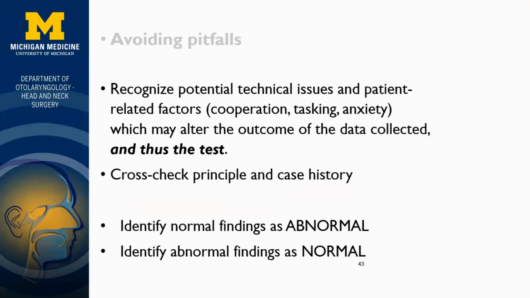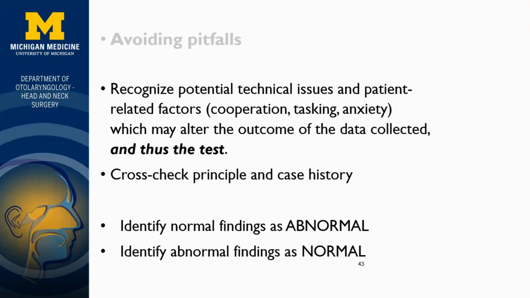So the reason to avoid pitfalls is just to recognize that there are technical issues in this testing, and there are patient-related factors such as cooperation or tasking or anxiety. Tasking is asking the patient to answer questions or to play naming games. It gives them a little bit of a distraction. It brings out a stronger response. And these can all alter the outcome of the data collected and thus the test. So it's not just tester error. Sometimes it's patient cooperation as well.